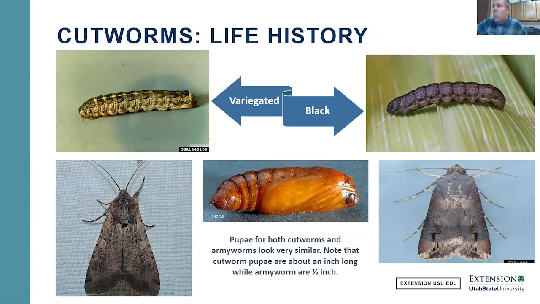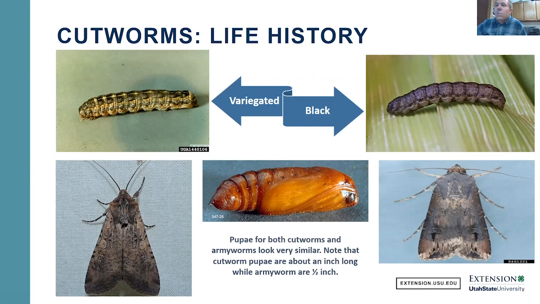These moths and worms are a little bit bigger than the armyworms. So these moths have a wingspan of about 1.5 inches, whereas the armyworm is closer to 1 inch. And then they're also a lot closer to 2 inches long as a worm or caterpillar, and the armyworm's only about 1 inch.